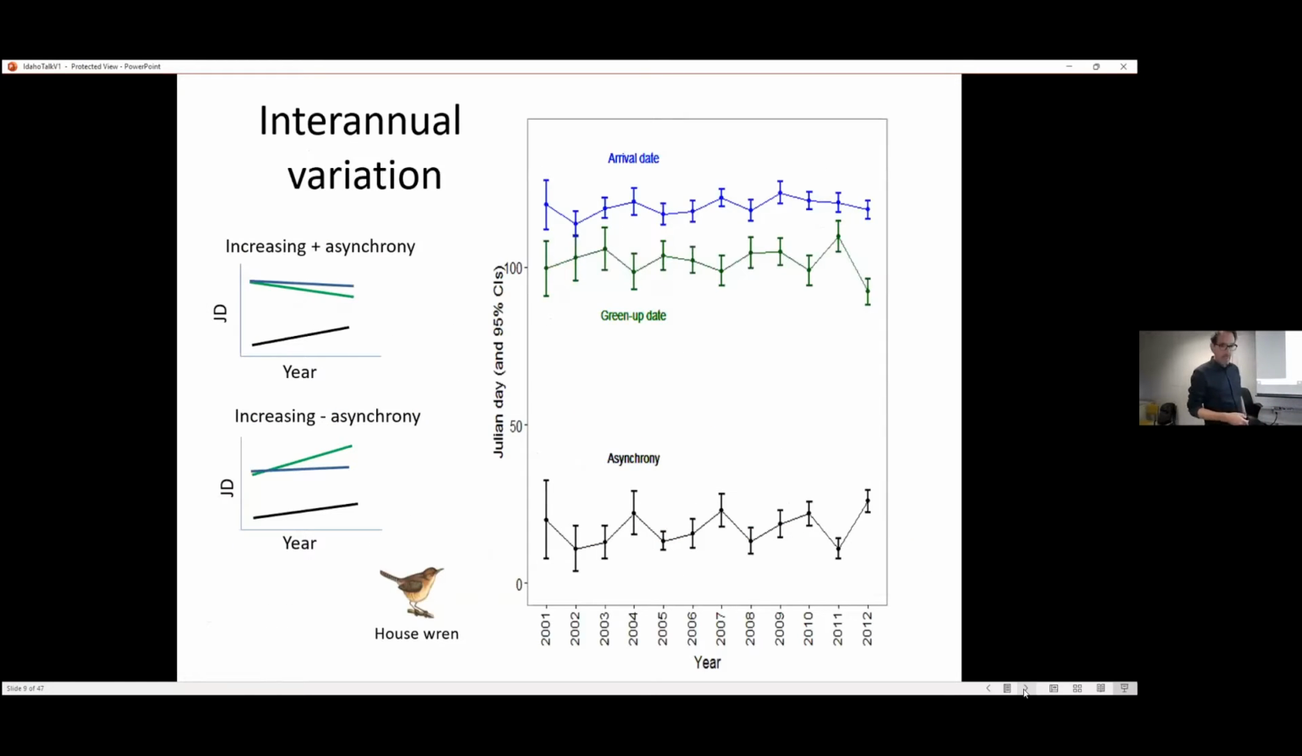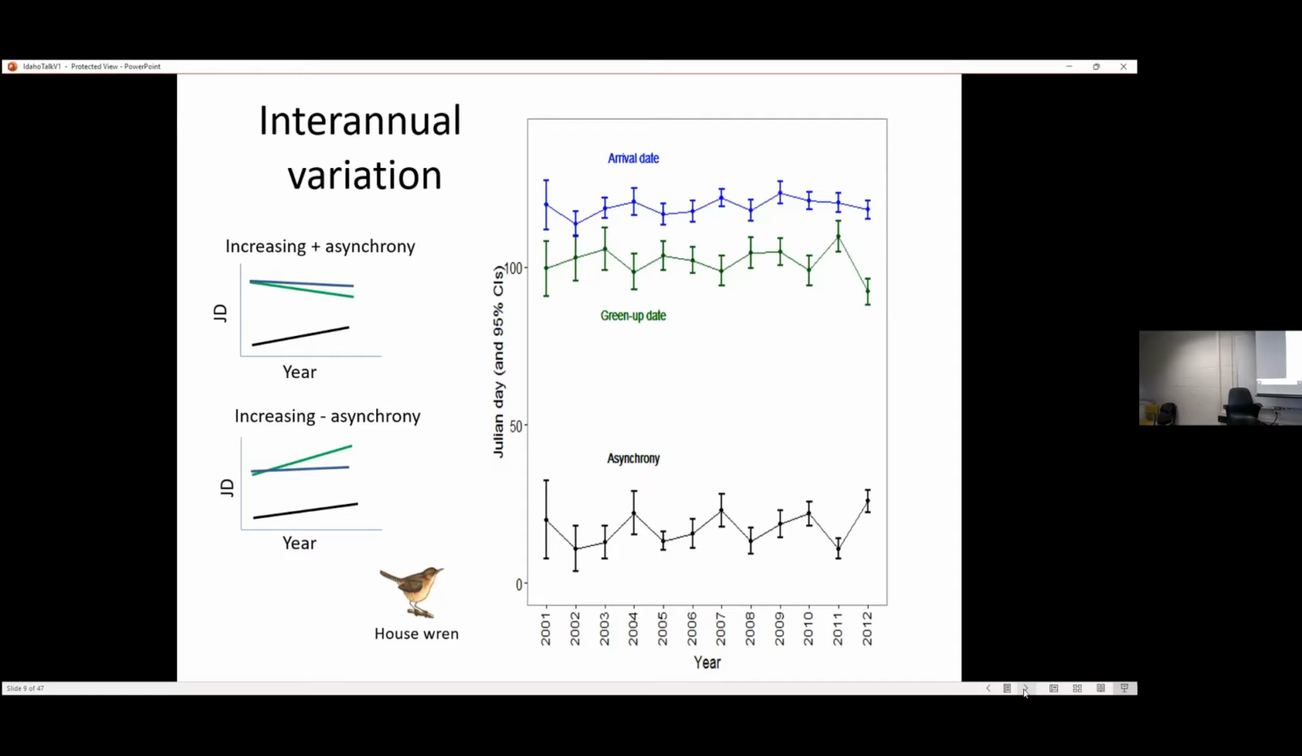So what do you do with these data? You can plot arrival date and green up, and measure asynchrony per species. Here's how I think about this. If spring is getting earlier, the slope is decreasing, so you're having earlier springs over later years. Birds are arriving at the same time they did over that whole period. They're not tracking that green up. That's increasing positive asynchrony.